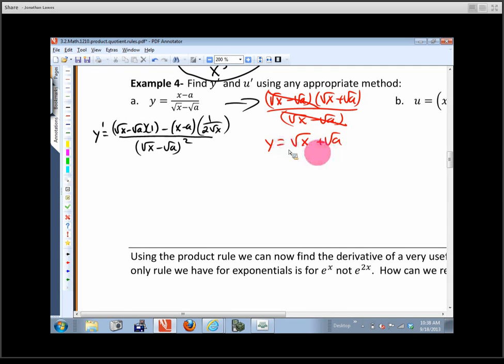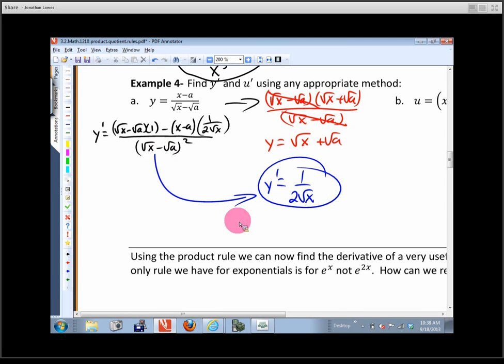No, I haven't found the derivative yet. Now let's find the derivative. What's the derivative of the square root of a? Square root of a. 0. What's the derivative of the square root of x? 1 over 2 times the same square root. Okay, that's the answer. So guess what would happen if you went through the pain of simplifying this algebraic expression? You get that right there.